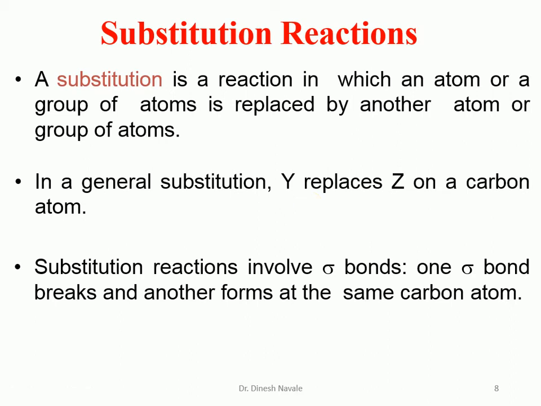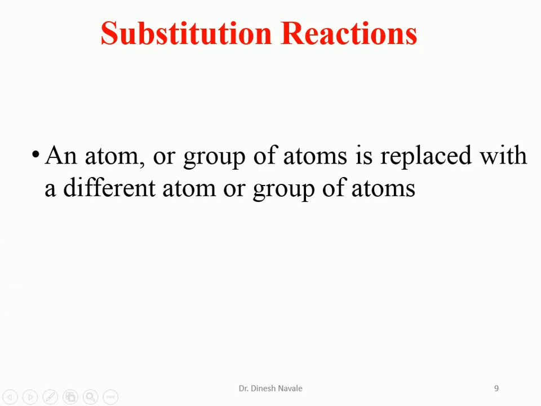Substitution reactions involve sigma bonds. That means during the substitution reaction, a sigma bond is going to break, and a sigma bond is going to be formed. So overall, only sigma bonds are involved in the substitution reaction. And one thing is what? One sigma bond is going to break, and another is going to be formed with the same carbon atom. That is the beauty of the substitution reaction. In simple terms, a substitution is a reaction in which an atom or a group of atoms is replaced with a different atom or group of atoms.